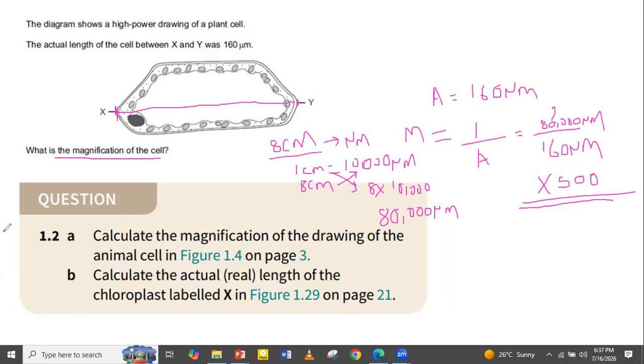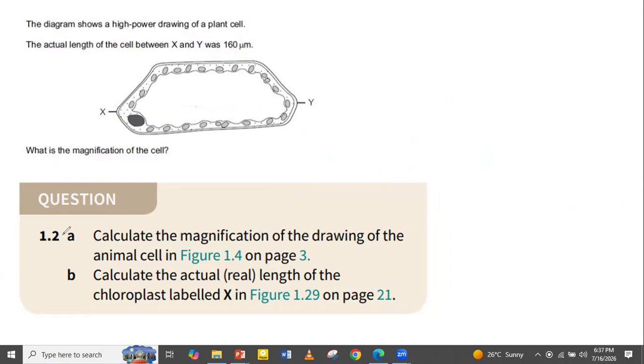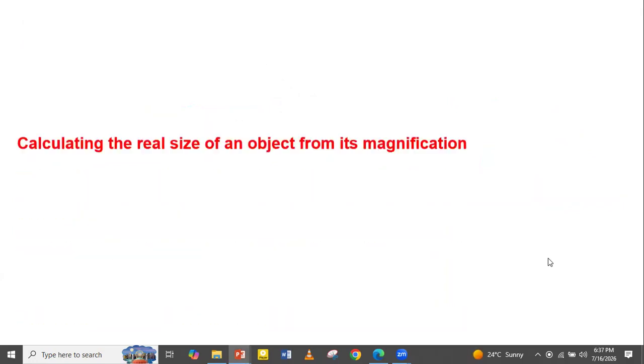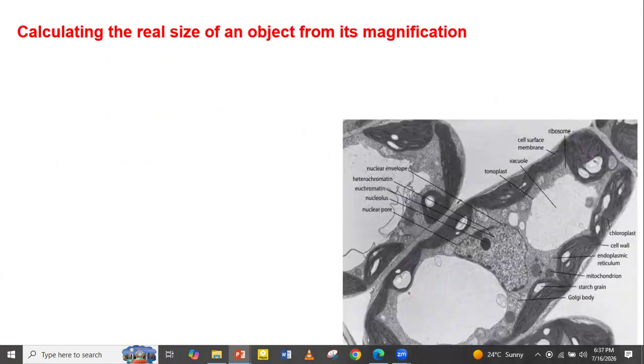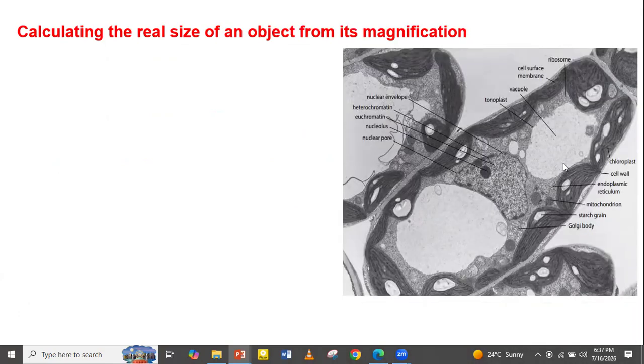Okay, so let's look at another scenario where we are needed to calculate. In this case, we are going to look at calculating the real size of an object from its magnification. So we are having a micrograph still, an electron micrograph. We are going to be given the magnification, but then we shall be told to calculate the real size.